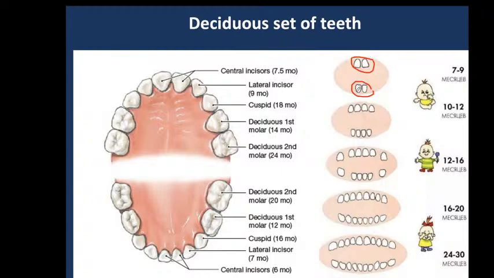When you see, if you saw a baby with 4 teeth, you never forget it, because this baby looks like a rabbit, and then by the age of 2 years, usually all 20 deciduous teeth are erupted.